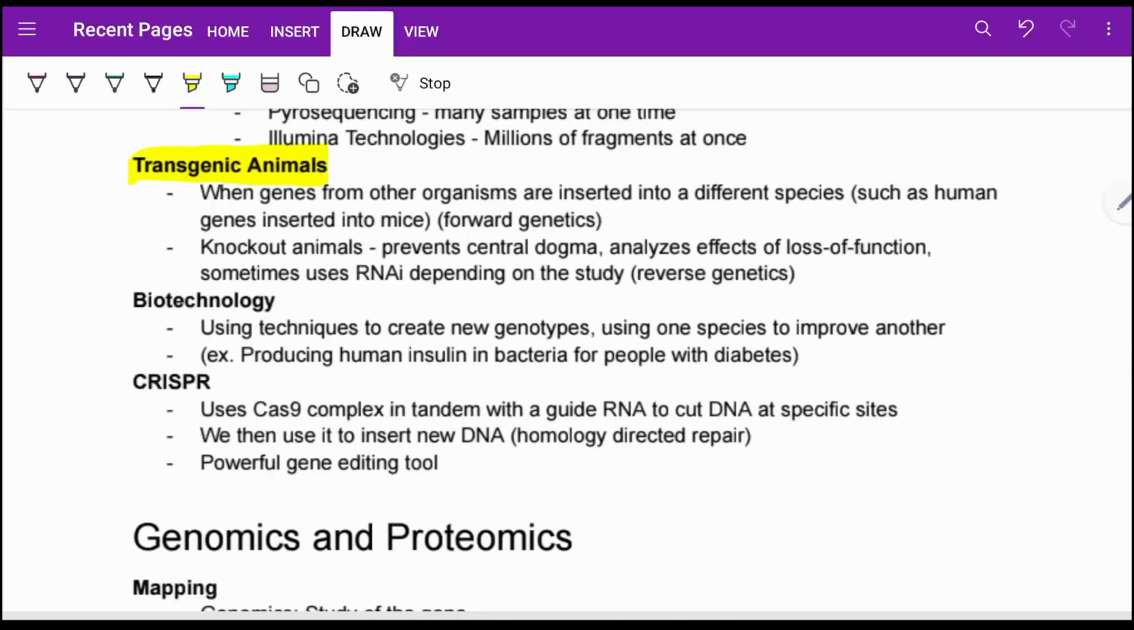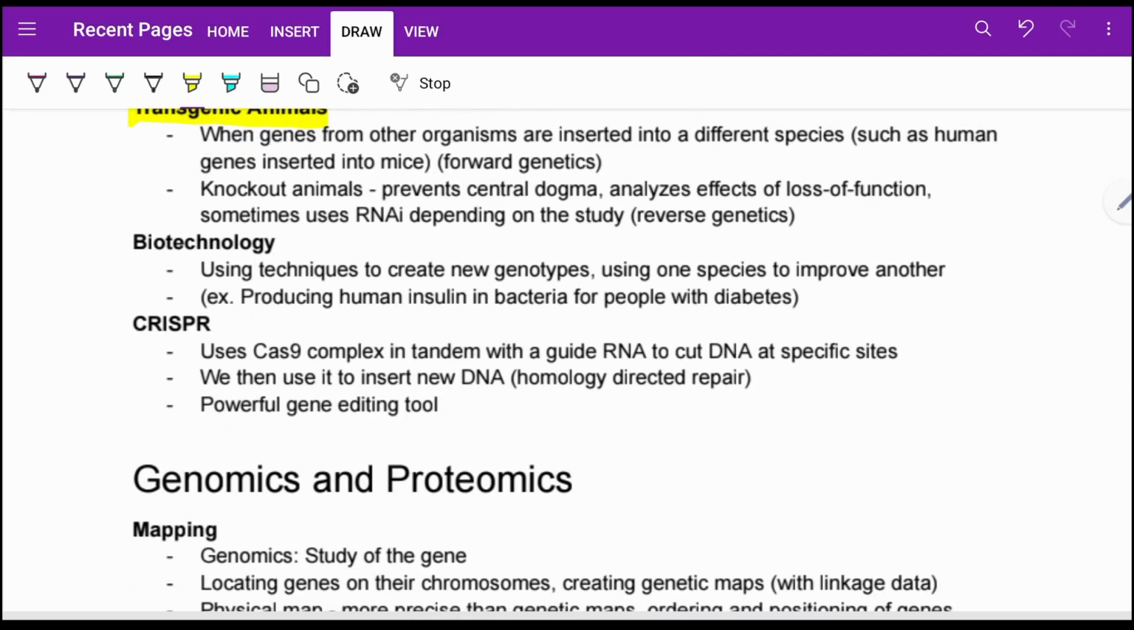In general, biotechnology is using techniques to create new genotypes or using one species to improve another. So it's a lot of, for example, just what I talked about with the mice, transferring one gene from an organism to another in order to benefit. In this case, it would be humans.